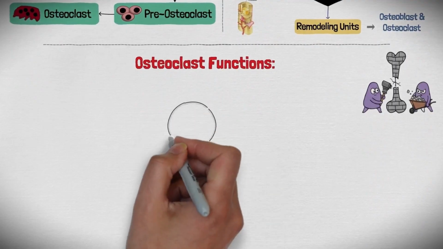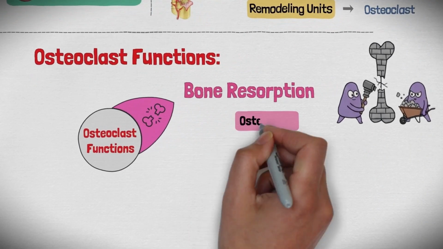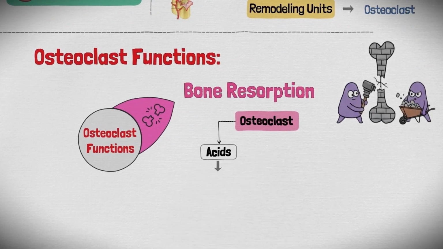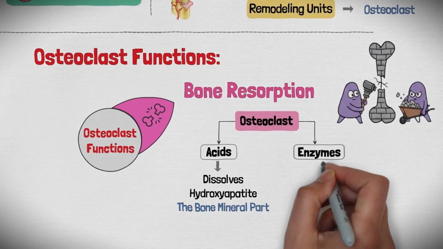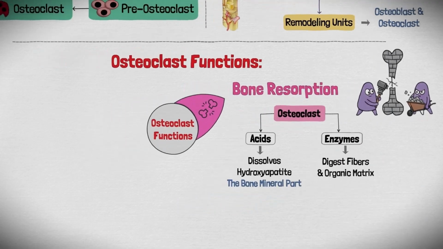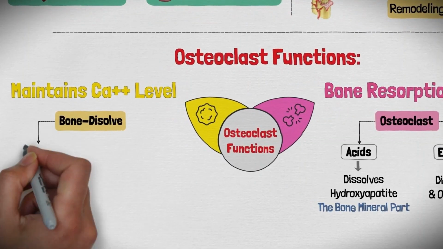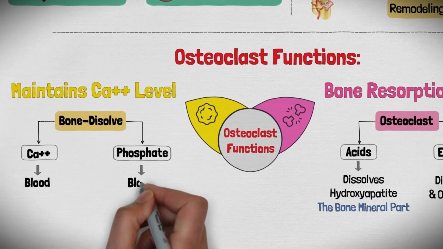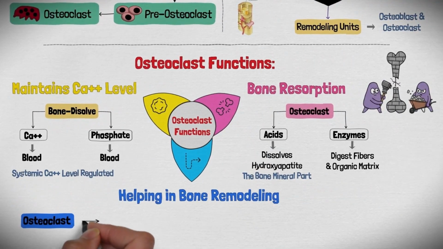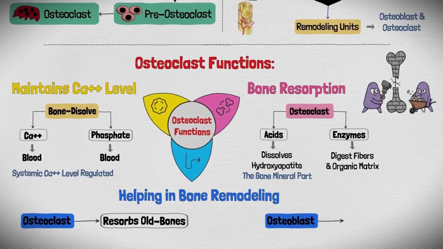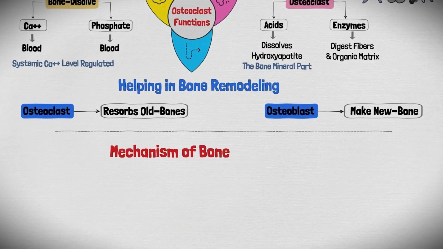Functions of osteoclast. Their basic function is to break down bone, but they perform this task in a very scientifically controlled manner. Bone resorption. Osteoclasts release acids which dissolve the mineral part of the bone, that is, hydroxyapatite. After this, they also digest the fibers and organic matrix through enzymes. Maintains calcium level. When bone is dissolved, calcium and phosphate are released into the blood. In this way, osteoclasts regulate systemic calcium levels, helping in bone remodeling. Osteoclasts remove old bone, after which osteoblasts form new, fresh bone, and this cycle continues throughout life.